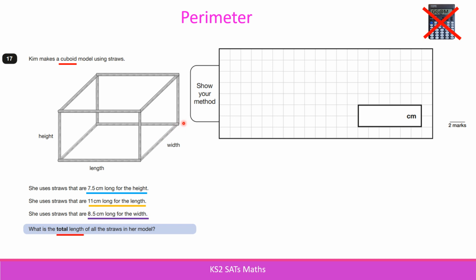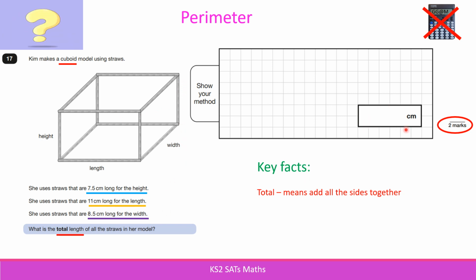You've got to work out the total length of the straws in the model. This is going to be worth 2 marks in the exam, and you need to write your answer in the box provided. So the key fact that you need to know to be able to answer this question is what this word total means. So in this case, total means add together all the sides. So you need to add together all these different sides that you can see, all the straws that you can see. If you add them all together, then you need to write your answer in this box here. Press pause, have a go at working out all the answers added together, so all those numbers added up. Press play when you're ready to hear the answer.